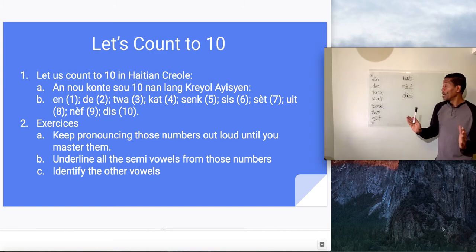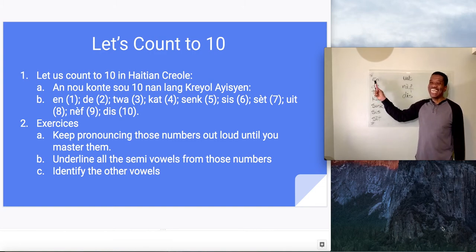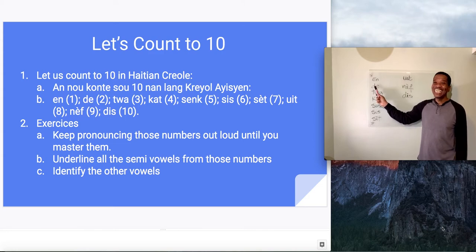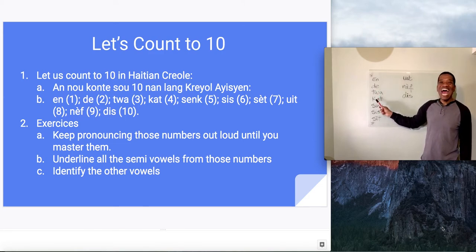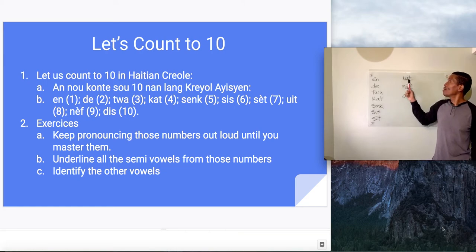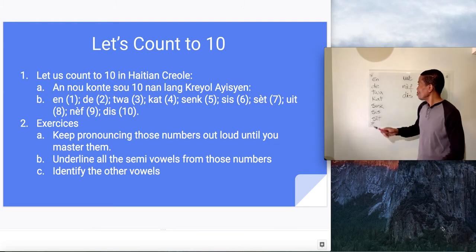We're gonna do it again, and the third time I'll try to separate the sounds so you can understand better. Now let's go again. Un, deux, trois, quatre, cinq, six, sept, huit, neuf, dix.